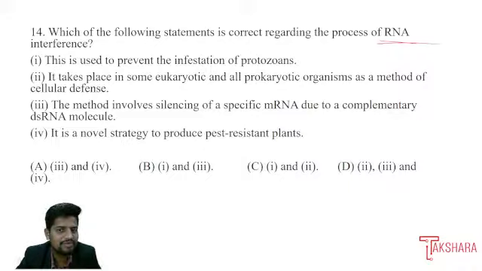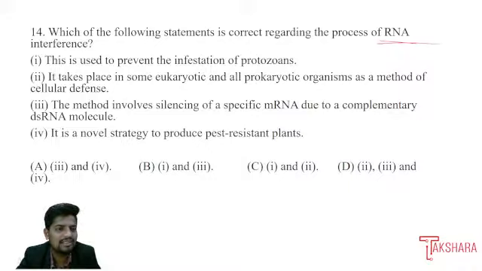And here, when it comes to the pest resistance properties of plants, we can go for RNA interference. RNA interference means simply this: we have to prevent the expression of RNA. That technique of prevention is what we call the RNA interference technique. Okay, and this is used to prevent some kind of infestation of protozoa.